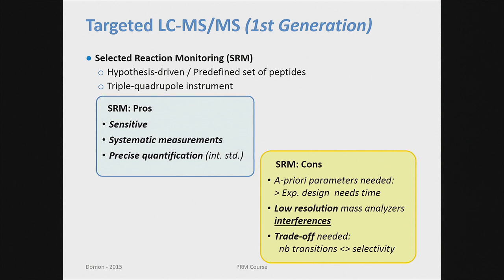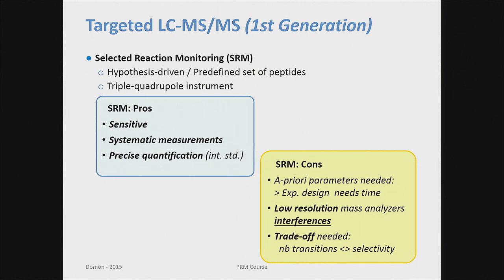There are a few limitations with the technique, and the technical one is that both the quadrupole used for the precursor selection, as well as the second, or the third quadrupole in fact, used for the selection of the fragments, are low resolution, so nominal mass, 1,000 or 2,000 resolution, right? So that is quite a limitation if you have multiple species coeluting, and I'll show you an example.